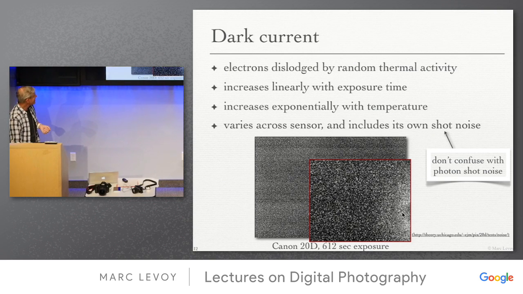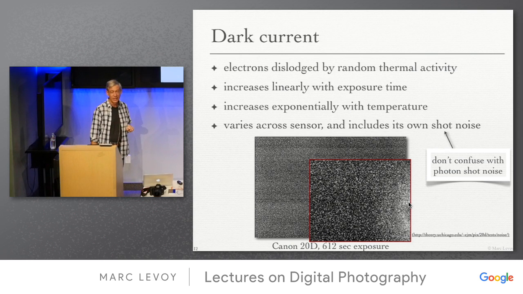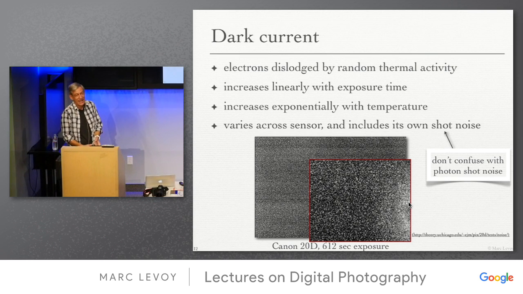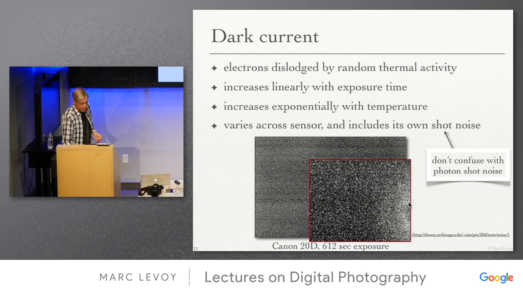So look, this is kind of interesting here. This is the lower right corner of the sensor, and it's got a brighter spot there. That's some other piece of circuitry or an amplifier, because it's getting hot, and this dark current rises with temperature exponentially. These are all from one particular website, so you can look at it yourself.